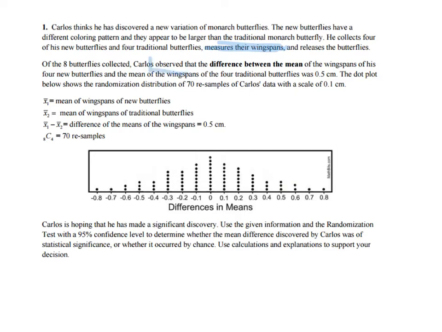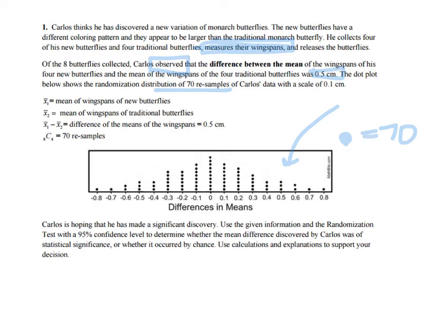This is an observational study, actually. It's not an experiment because we're observing, but we are measuring something. So I'll take back my comment of a response, but it's a measurement of wingspans. He finds out that the difference of the means of his 4 butterflies and the other butterflies is 0.5. And we can see that's over here on the dot plot. The dot plot below shows a randomization of 70 resamples. That means that there were 70 dots, 70 resamples, either done by a computer or Carlos did 70 resamples of measuring butterflies and then subtracting their difference in means.